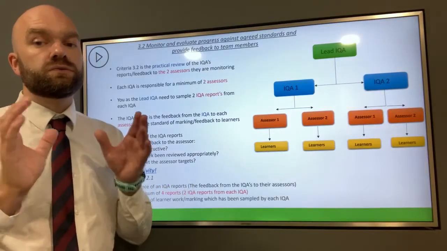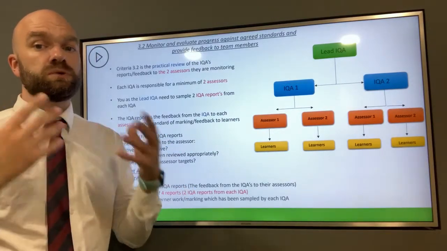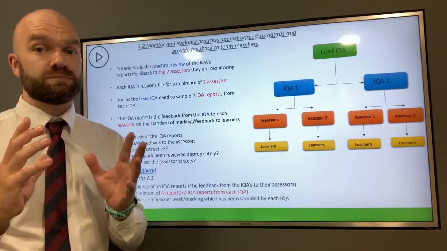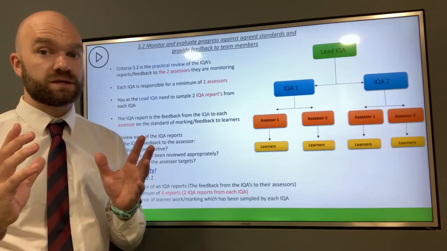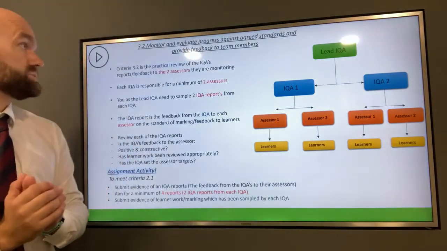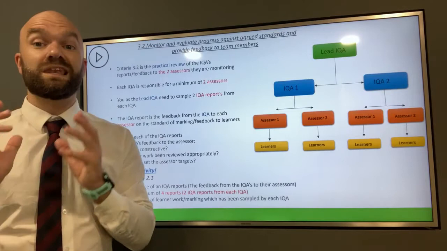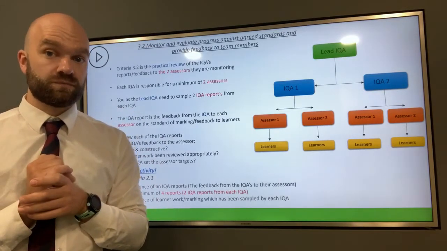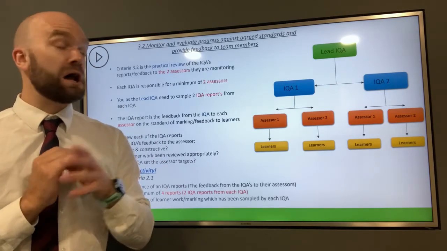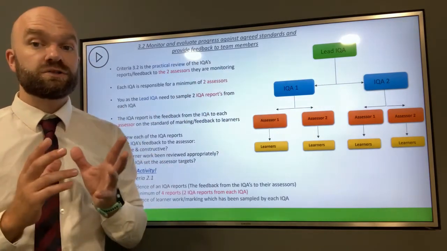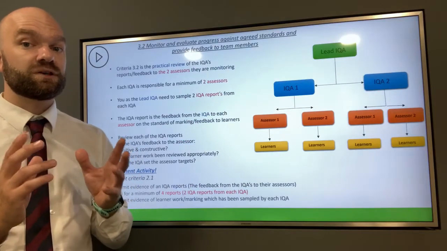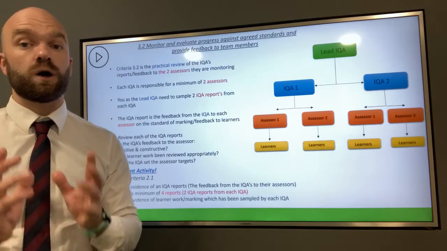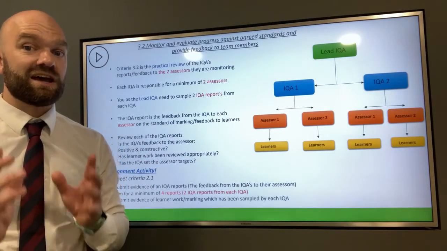Now, criteria 3.1 was very much communicating with our two IQAs about the upcoming sample, the review process. Criteria 3.2 is demonstrating that you, as a lead IQA, have conducted a sample. So you, as a lead IQA, are going to request the IQA reports from the two IQAs whom you are monitoring.